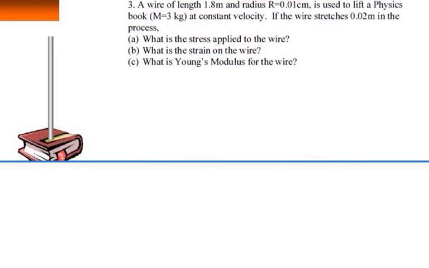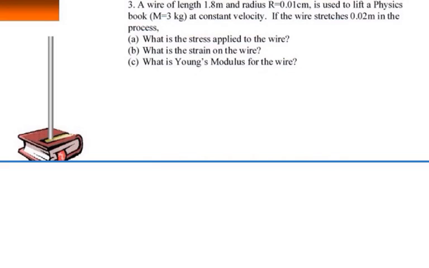Here's sample test 4, problem number 3. A wire of length 1.8 meters and radius r equal to 0.01 centimeters is used to lift a physics book of mass 3 kilograms at constant velocity. If the wire stretches 0.02 meters in the process, what is the stress applied to the wire, the strain, and the Young's modulus?